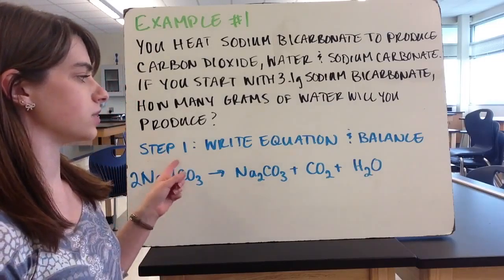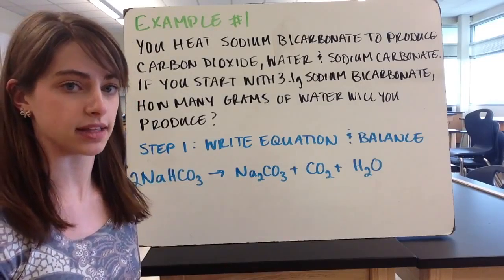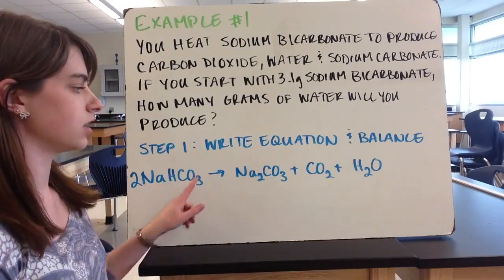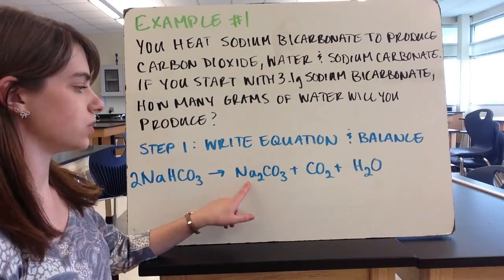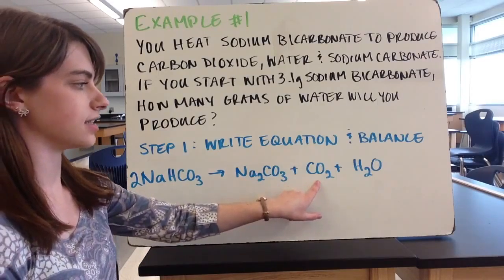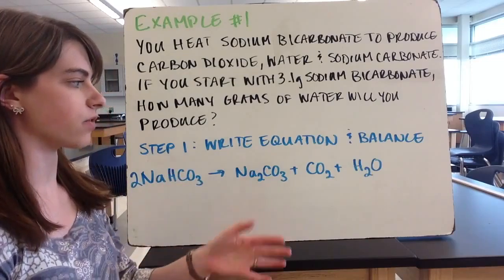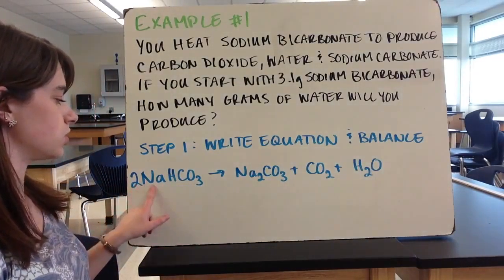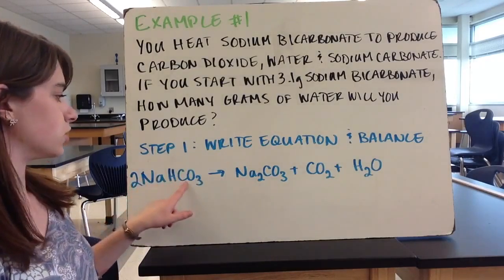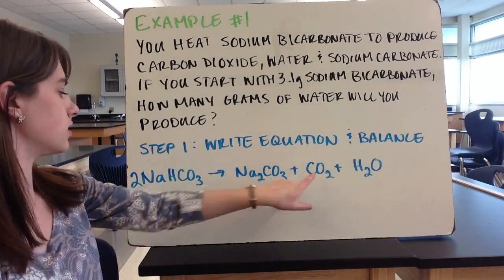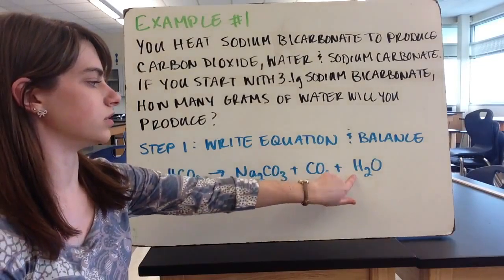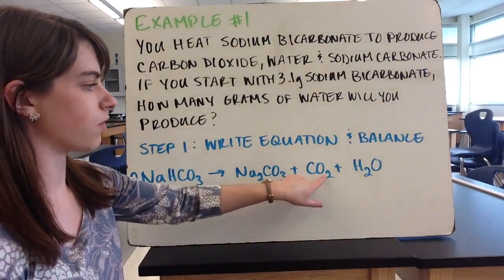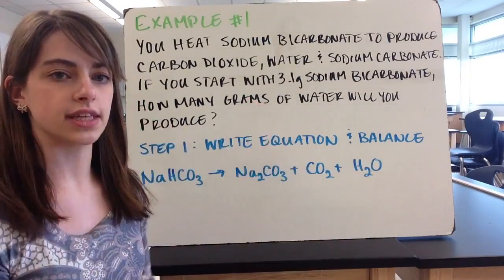The first thing that you want to do is write the equation and make sure that it's balanced. So sodium bicarbonate is NaHCO3. Sodium carbonate is Na2CO3. Carbon dioxide is CO2 and water is H2O. So there are our formulas. This one's already balanced because I put the 2 out here, so that gives us 2 sodiums on each side. 2 carbons, 2 hydrogens, 2 times 3, 6 oxygens on each side. So everything's coming back into play here.